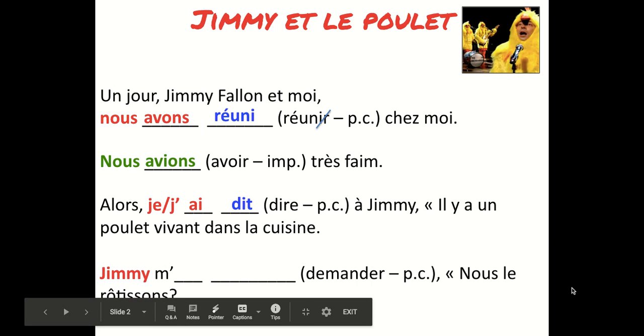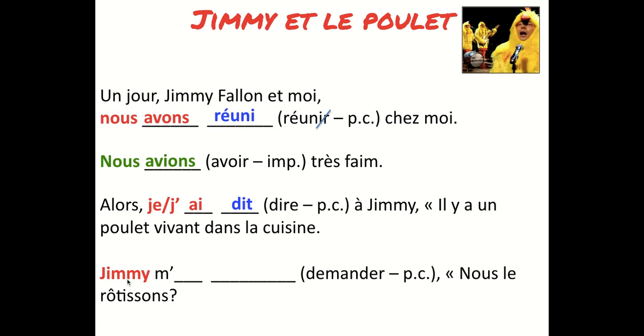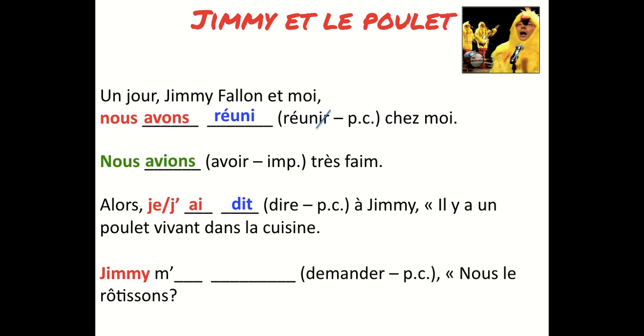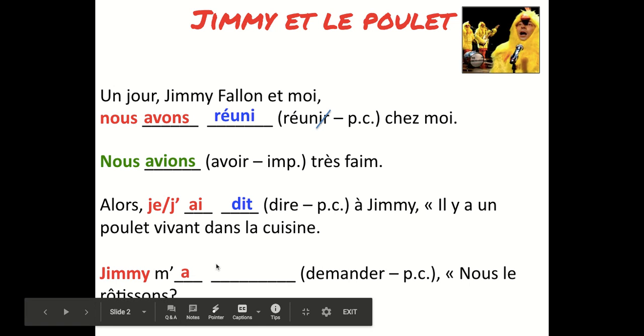D'accord. Phrase suivante. Vous conjuguez le verbe demander au passé composé avec le sujet Jimmy. Okay, first we got to think about what's our helping verb. For Jimmy, that's j'ai, tu as, il a. There we go. And then our past participle, we take the verb demander, couple ER, and we're left with demand.